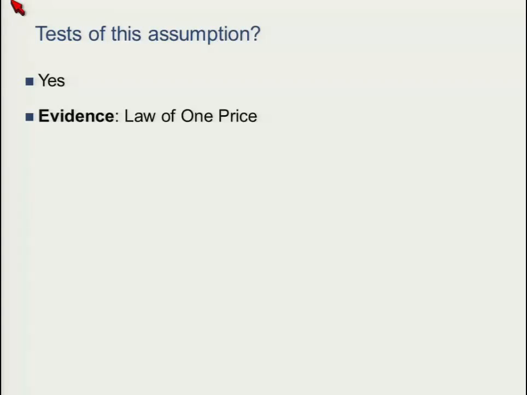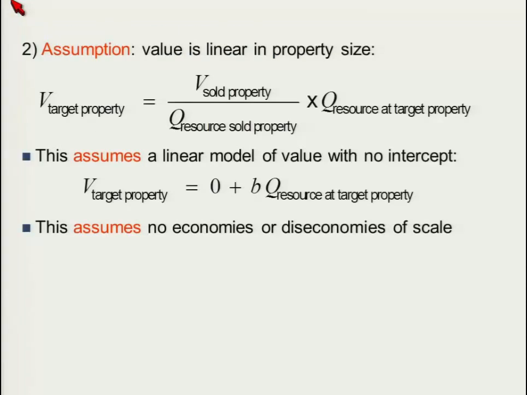Now, if the properties are not identical, what do we do? We have to make adjustments to make them identical. Once they're identical, then they have the same value. That's the whole point of making the adjustments, right? We're trying to get back to assumption number one. So what about assumption number two?